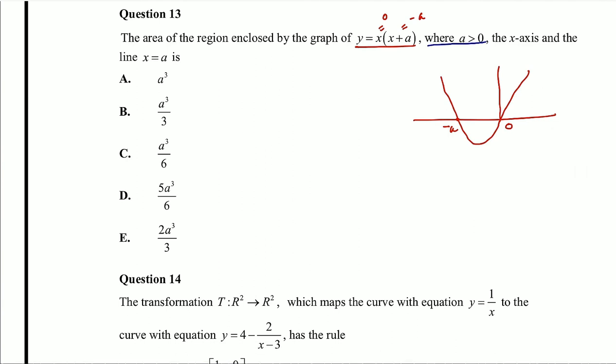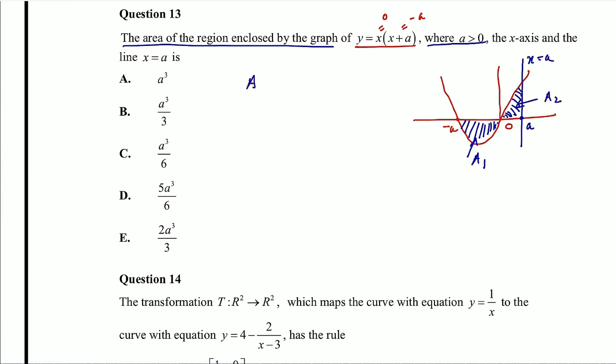The x-axis and the x is equal to a. So if x is a positive number, it would be like this. X is equal to a is that line. So they're asking you to find the area enclosed by. So that means they're asking the area, this one, and the area, this one. So I would say this is A1 area. This is A2.